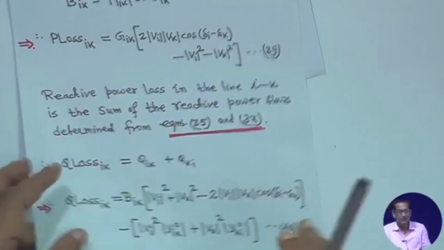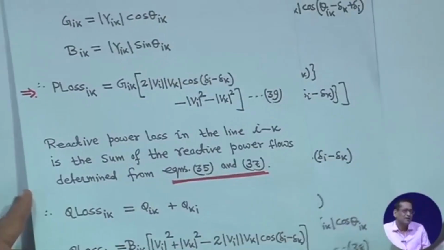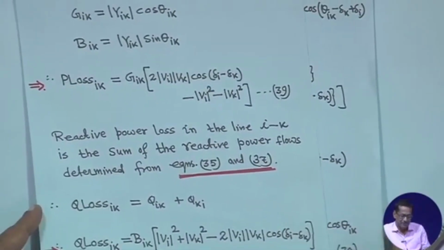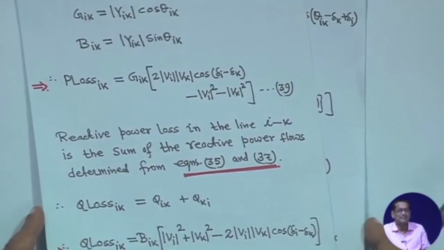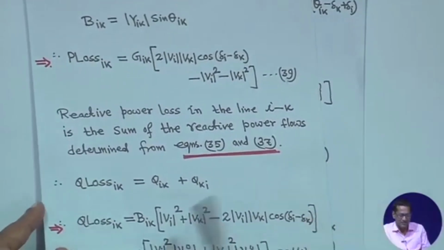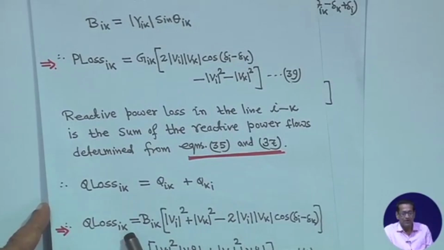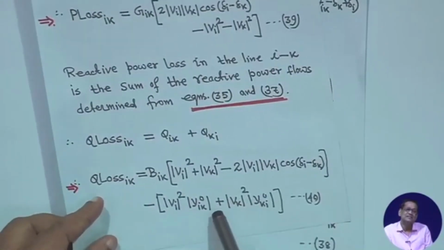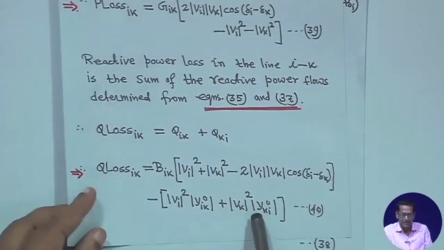So from this we have found the loss formula for the line i-k, and previously we saw the power injection P_i, Q_i. This is the reactive power loss formula. In that case the charging admittance will come. If it is not there, then it is 0 and the term will vanish, but for all transmission lines it will be there.